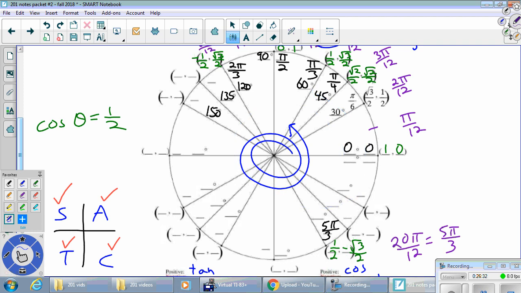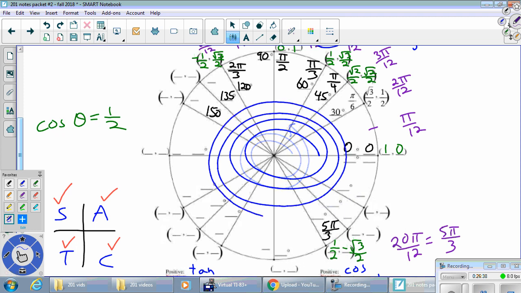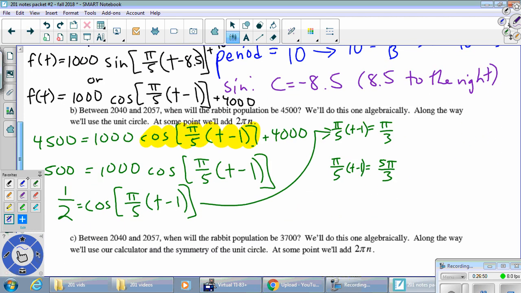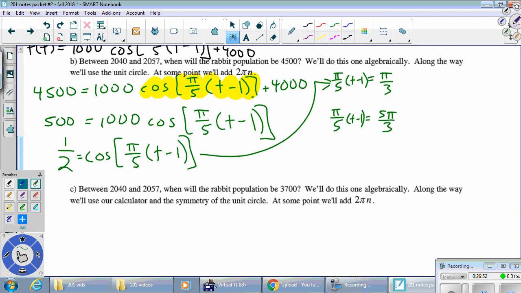Or couldn't I have wrapped around the unit circle 1, 2, 3 complete times and then landed back over here at 5 pi over 3? So that would be 5 pi over 3 plus 3 times 2 pi. And so in general, there's infinitely many solutions to that cosine equation, and we need to capture all of them right here, because I don't know which ones we want. We're looking for something between 2040 and 2057. So the idea here is to add 2 pi n at this moment right now.